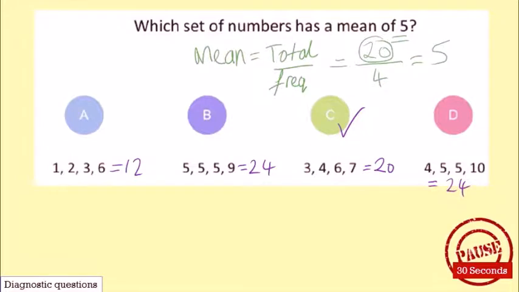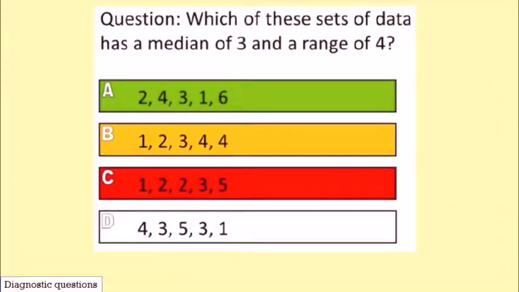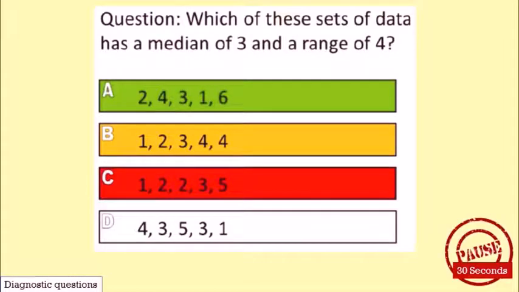Well done. Right, this is a nice question. We've got 4 sets of numbers, and I need to find out which set gives me a median of 3 and a range of 4. Okay, so press pause, give yourself 30 seconds, and then we'll go for the answer.